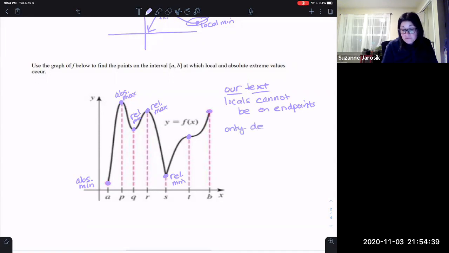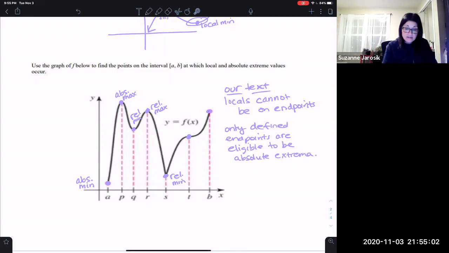Only defined endpoints are eligible, I should say, to be absolute extrema, if they fit the bill. This is not the highest point. It's defined, but it's not the highest though. So it's not anything.